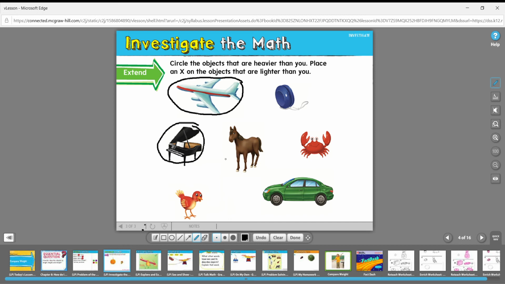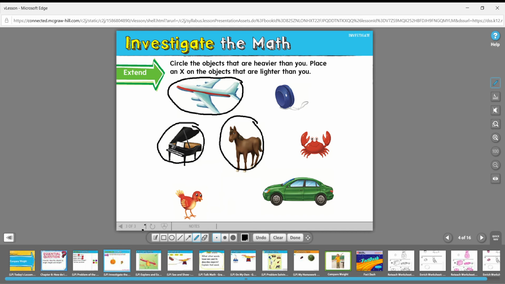What about a horse? I'm imagining if I picked up you and gave you a piggyback ride, and then I picked up a horse and tried to give it a piggyback ride, do you think I could do that? Yeah, I don't think so either. I think a horse is heavier than you. What about a crab? I've held a crab in my hand before. Do you think a crab is heavier than you? No, I don't either.